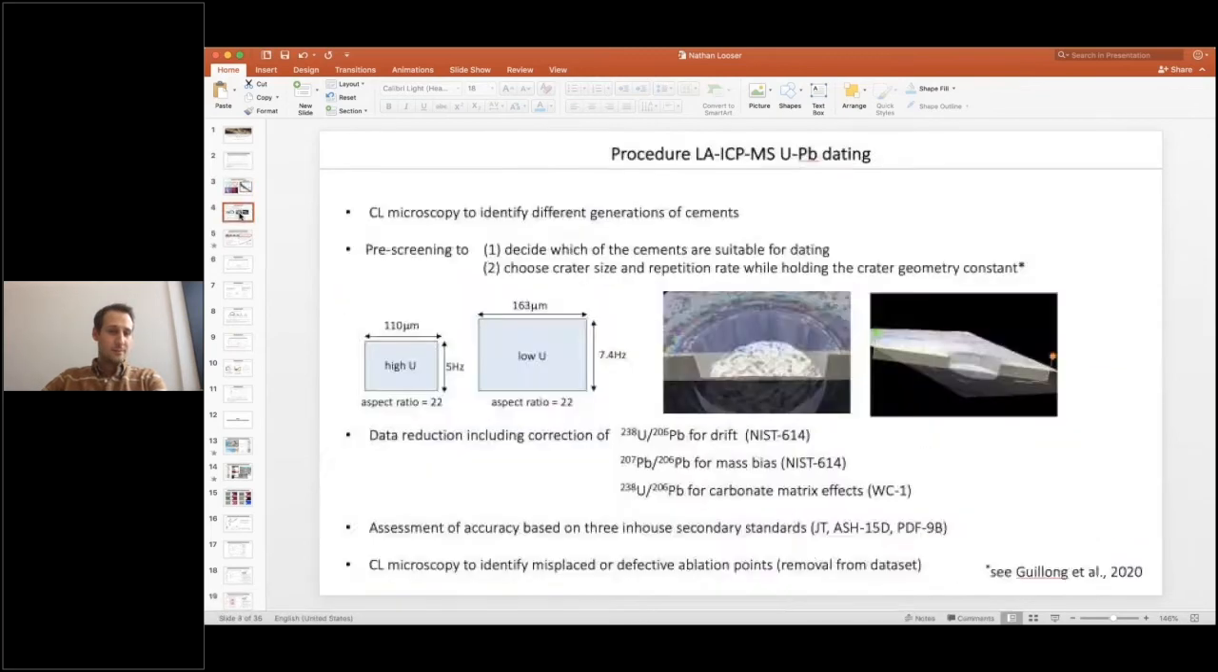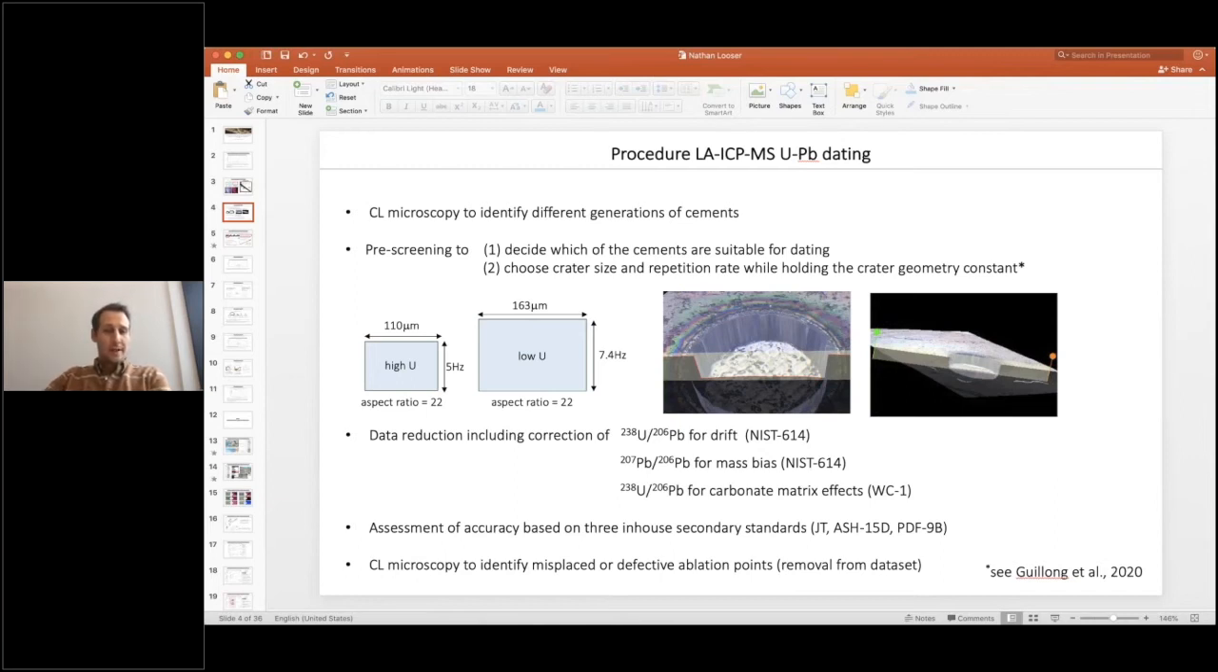The procedure that we do at ETH for laser ablation ICP-MS is that we first do a lot of CL microscopy, and with that we try to identify different generations of cements. Sometimes you don't see this under normal microscopy, but then under cathodoluminescence you see different luminosities and so on. Because it's important that you don't mix them. It happens very easily and fast that you start mixing ages, which then of course is going to bias your uranium-lead ages.